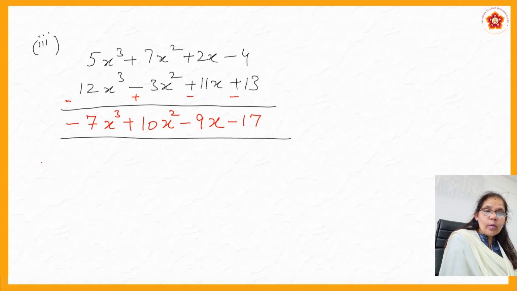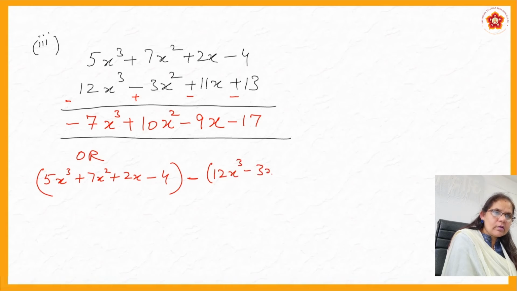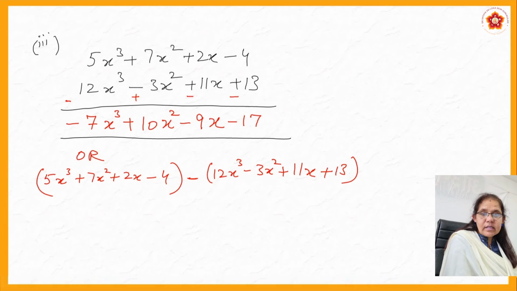You can do the same question. This is the first polynomial, and first polynomial should be the one from which we have to subtract the second polynomial, and minus sign in between, and our second polynomial was, so we copy it as it is. Now let us remove the bracket. 5x cube plus 7x square plus 2x minus 4.